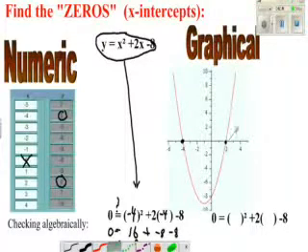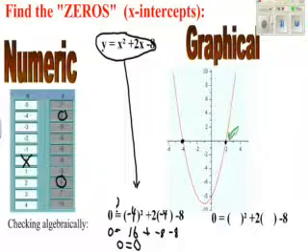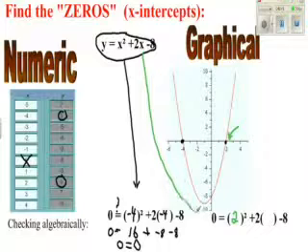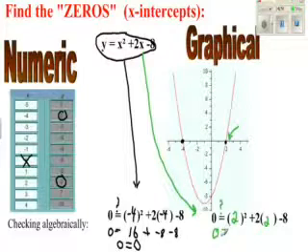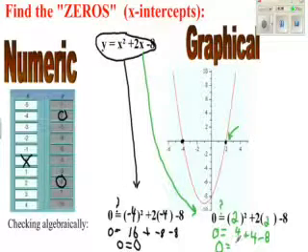Let's check this other 0. We think the other 0 is 2. Let's check 2 in the original function and see if indeed we get a 0. So we're going to put a question mark here. Does 0 equal 2 times 2 is 4, plus 4 minus 8? Yes, that is a true statement. 0 equals 0. So we would say -4 and 2 are the zeros for this function.